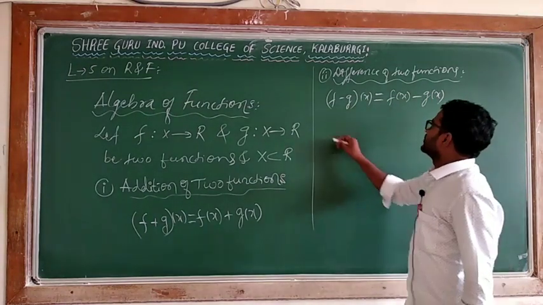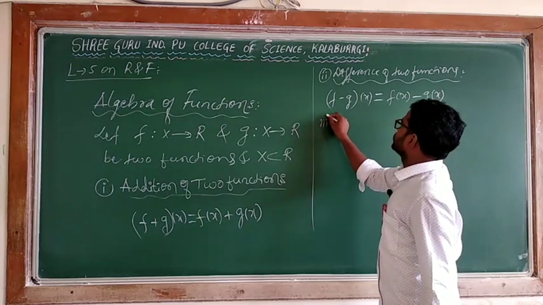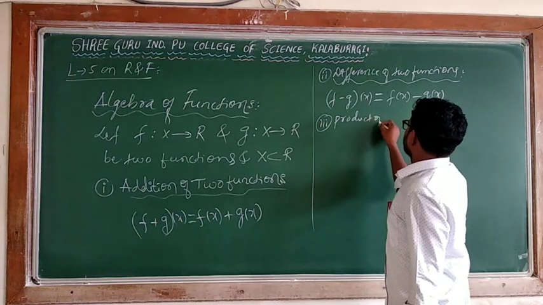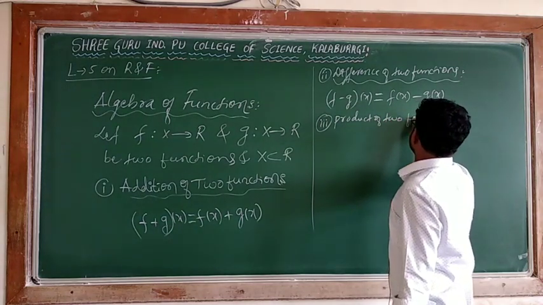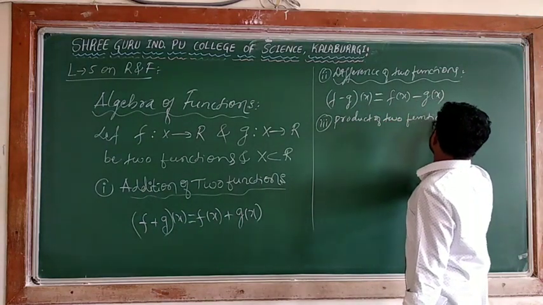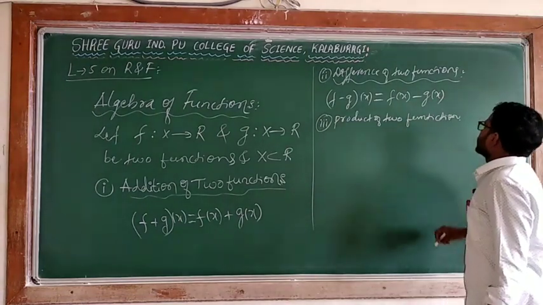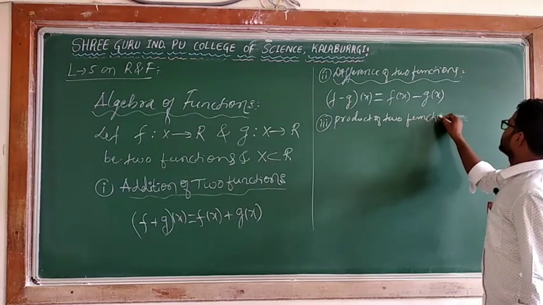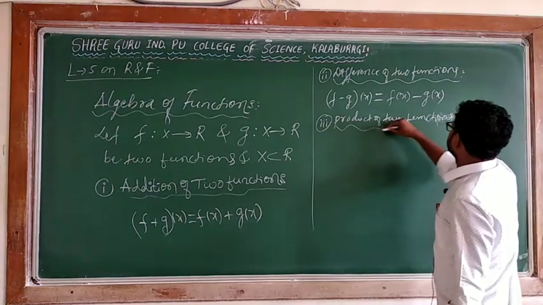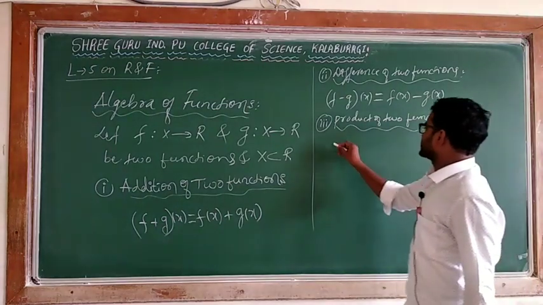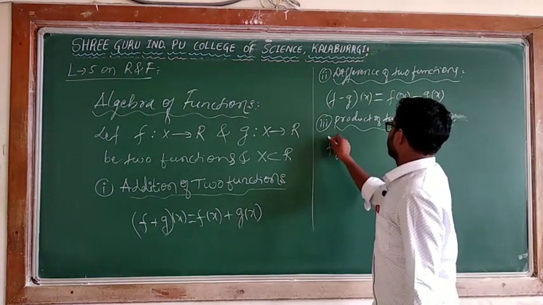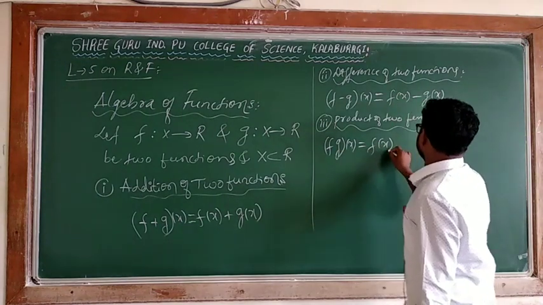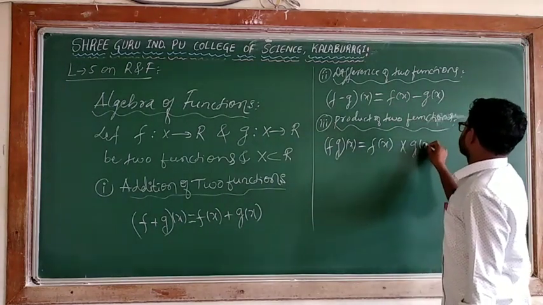Subtraction. Third one, product of two functions. In this case, the product can be written as f into g of x is equal to f of x into g of x.